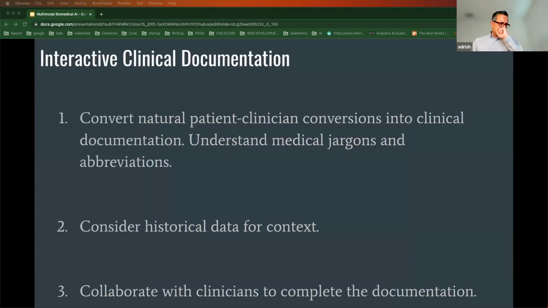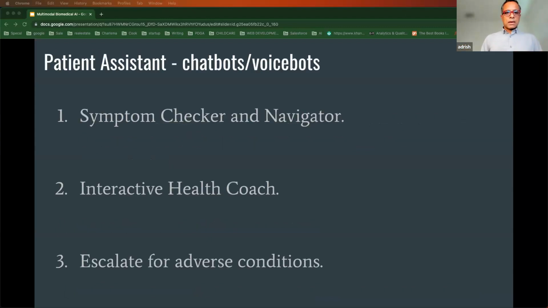So now there are a couple of other examples that I have, like clinical documentation. When you have a conversation, a speech-to-text model could convert that conversation into clinical documentation, and then the clinical documentation could have access to structured or unstructured data and images behind the scene, and it provides a collaboration with the clinician to complete your documents. And then, of course, a patient assistant chatbot that I already mentioned. It could be a symptom checker or coach, and so on.